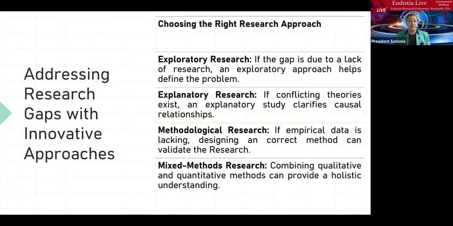Then explanatory. If conflicting theories exist, okay, there are so many theories and conflicting theories, then it will clarify the relationship among the data. So you can use that one. It depends upon the situation. Thereafter you can see methodological. If the empirical data is lagging behind because of the methodology used by the author, and you have found that it is not perfect, I have to use another method, then you can go with this. This is also a research gap for you, and you can use it for drafting your manuscript.